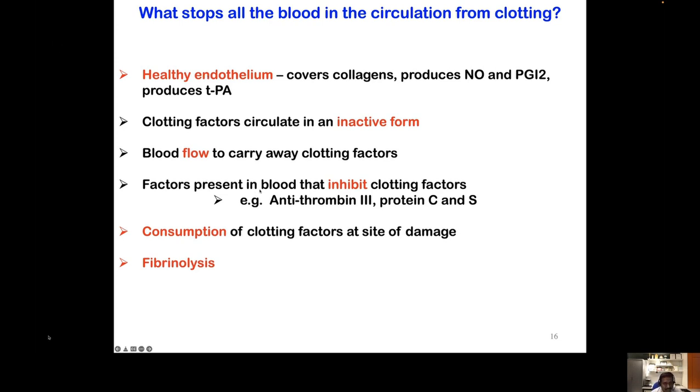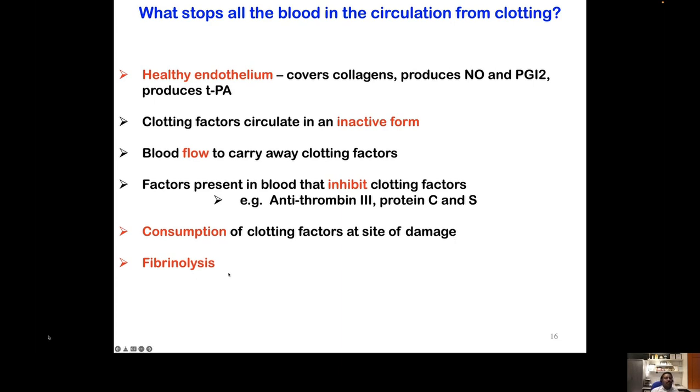And then factors present in blood that inhibit clotting factors, particularly antithrombin III, protein C, and protein S. Okay, so they are all present in there to prevent any unnecessary blood clotting. Then consumption of clotting factors at the site of damage. So wherever we have the damage, that's where the clotting factors will be consumed, because that's where they are produced on a mass scale and they will be utilized at the defined site rather than going all over the body.